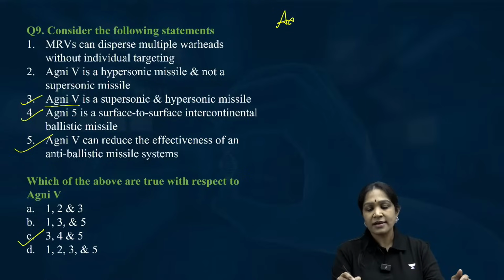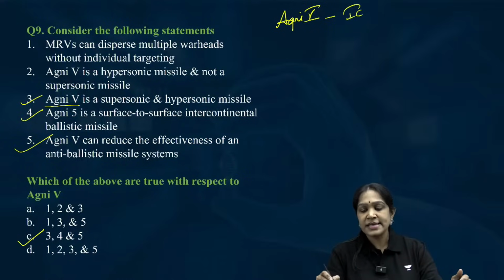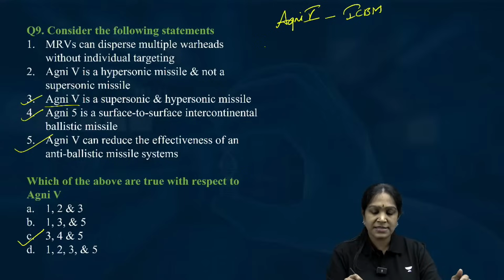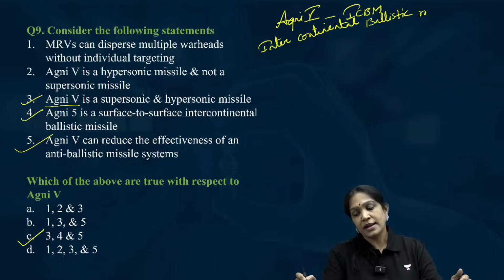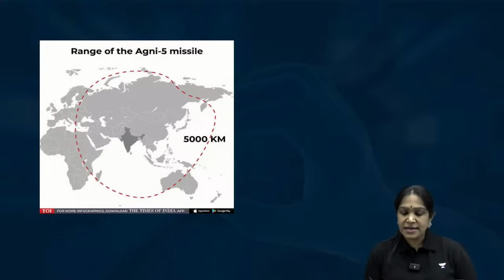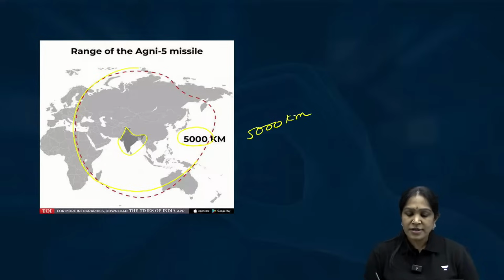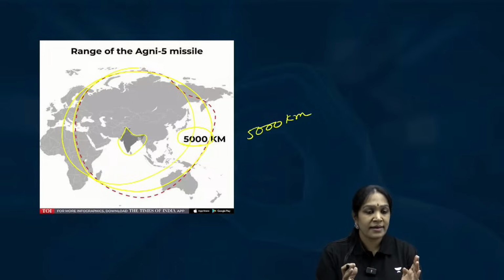First, what is Agni 5? Agni 5 is an ICBM. ICBM means intercontinental ballistic missile. Look at the range. This is the range, 5,000 kilometers. So this is India. Across India, this much region, it means it can cover all our problematic neighbors.